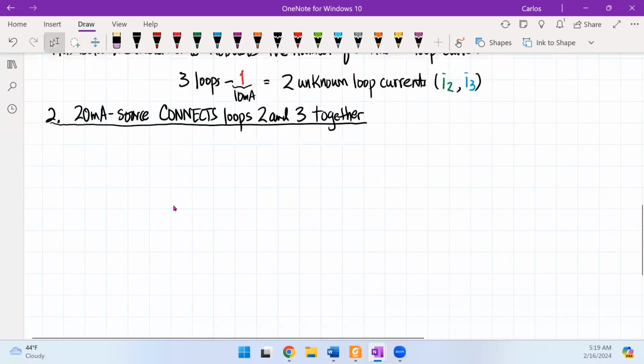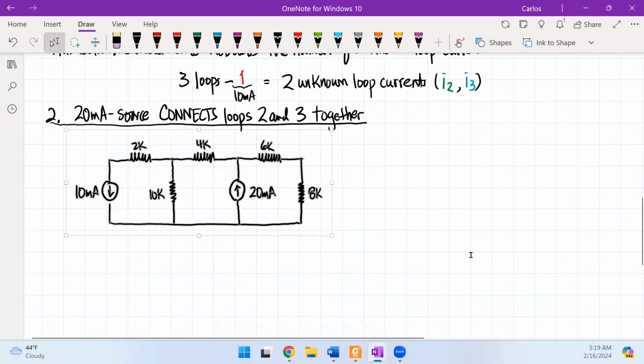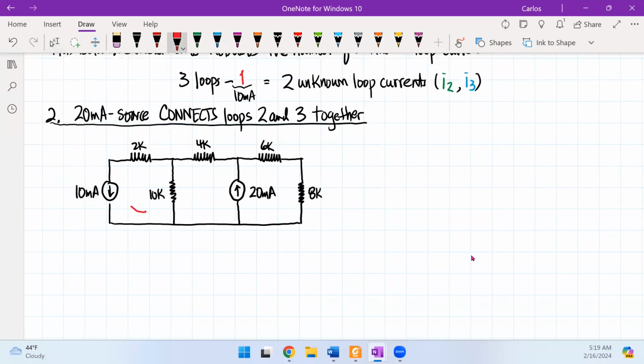So if I come in here and I place this circuit back in, we now know that we have I1, but I1 here is really minus 10 milliamps. So we know that's a known source, but now we have I2, and of course we have I3.